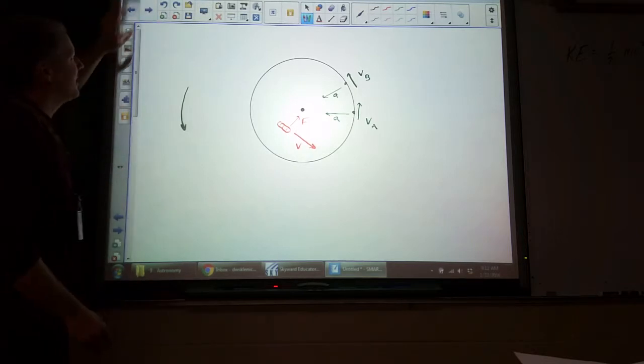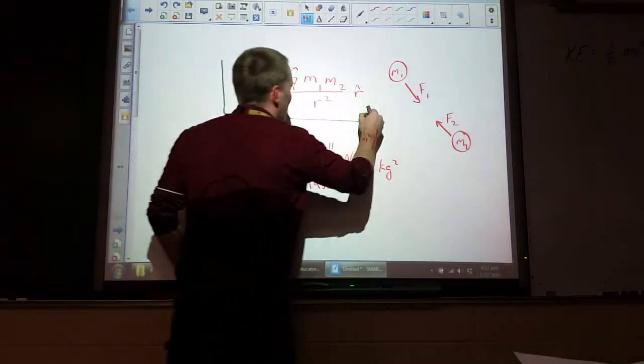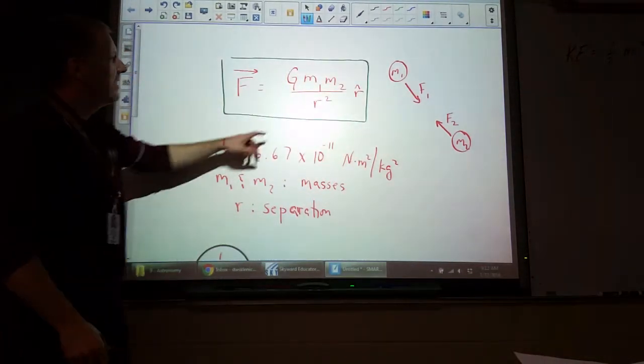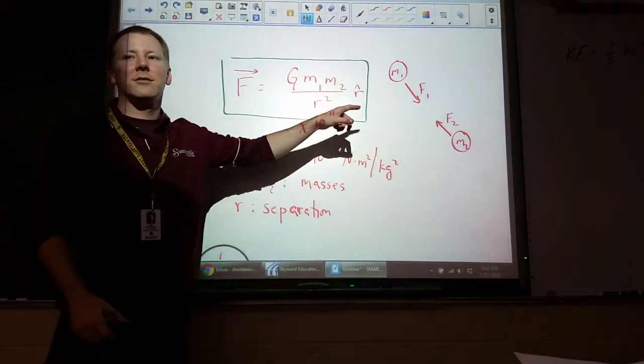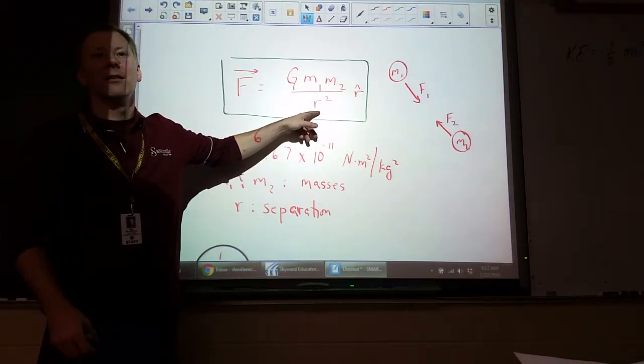And when we look at Newton's law here, this has nothing saying that this works until r is a certain distance. What happens though is r gets bigger and bigger. What happens to our force?